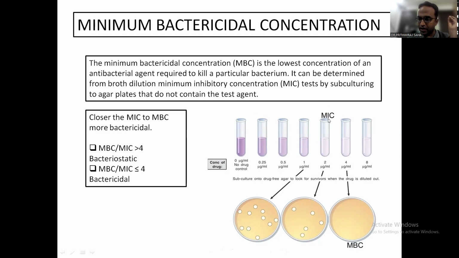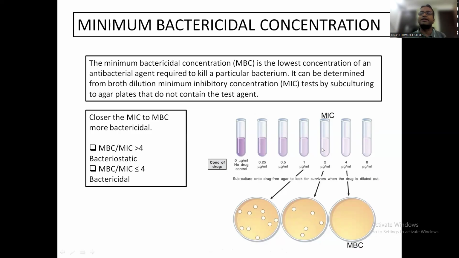But when we talk about subculturing, there is still growth at 2 microgram per ml, and there is killing, or death, of bacteria at 4 microgram per ml. So this 4 microgram per ml is known as the minimum bactericidal concentration. We have to keep in mind, the closer this MIC and MBC are, the more bactericidal is the drug, because we give the drug in our day-to-day practice according to the MIC.